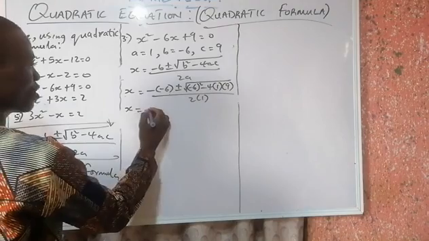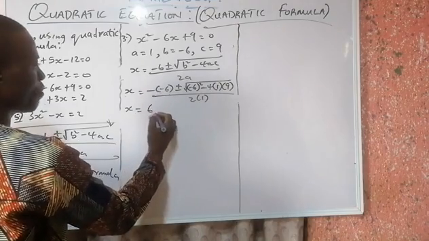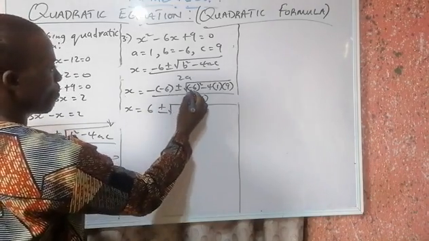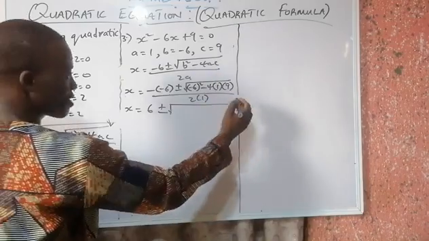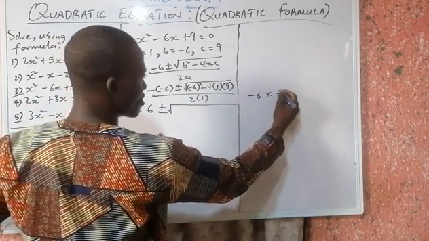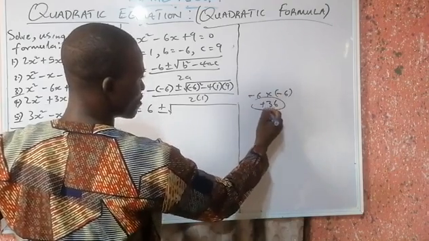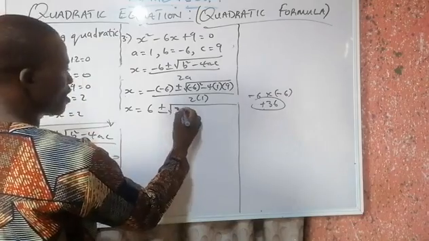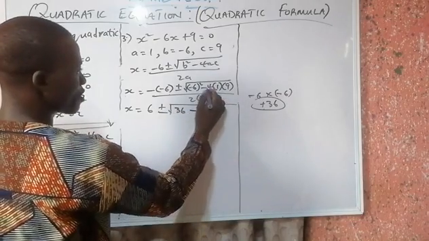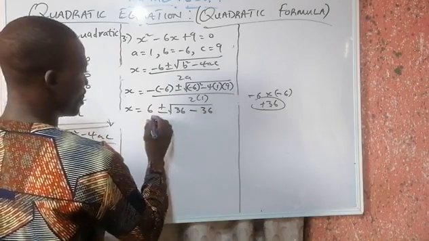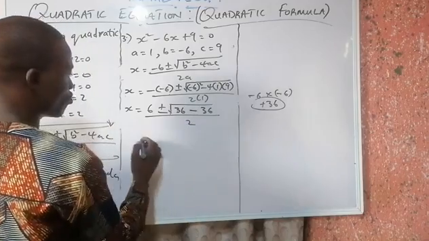So we have x equals minus times minus will give me plus 6, plus or minus the square root of minus 6 squared. Minus 6 times minus 6 will give me plus 36, minus times minus is plus, 6 times 6 is 36. So that will be 36, minus 4 times 9 will give me 36, then I have over 2 times 1, 2.